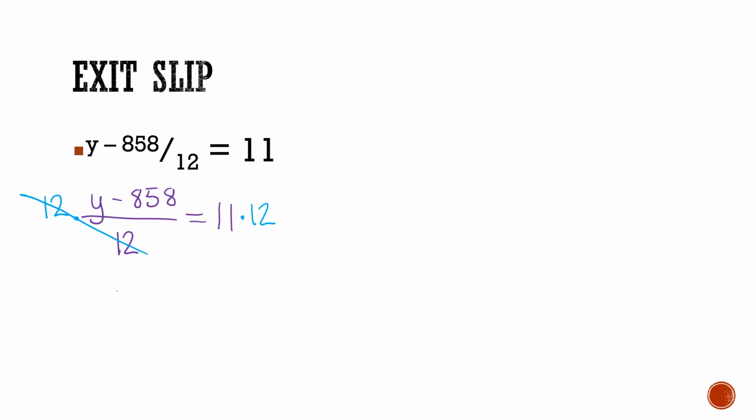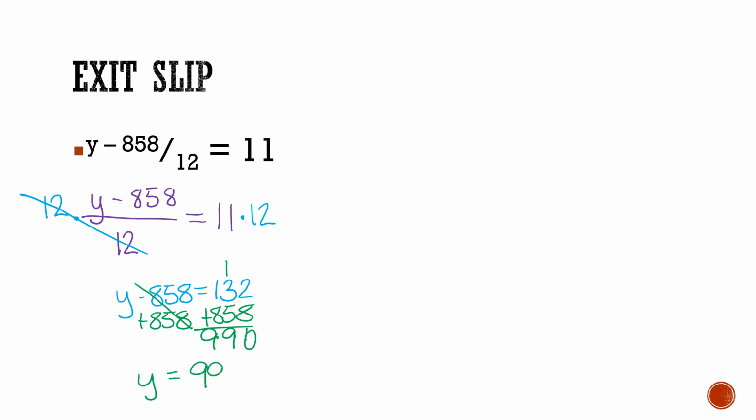So we have y minus 858 equals, and 11 times 12 was 132. So we're going to need to add 858 in order to isolate our variable y. 8 and 2 is 10. 5, 3, and 1 make 9. And 8 and 1 make 9. So y equals 990.